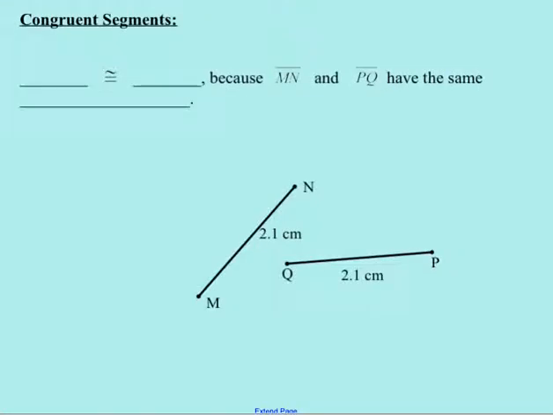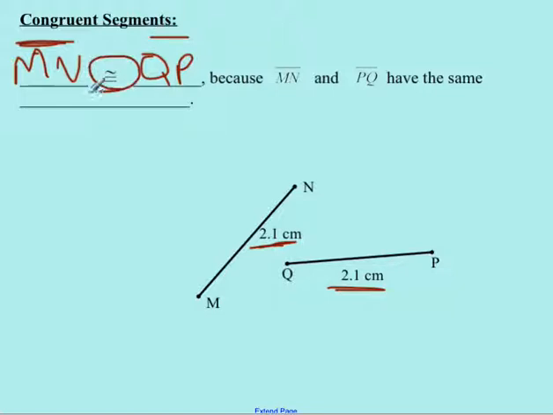Last but not least, let's take a look at congruent segments. So if we're looking at these, you notice that they have the same measure. If two lines have the same measure, then they are congruent. So we can say that segment MN, and we're going to put the line over it because that represents a segment, is congruent to QP. So this is the symbol for congruent. So in your little box on your note sheet, you want to make that symbol.